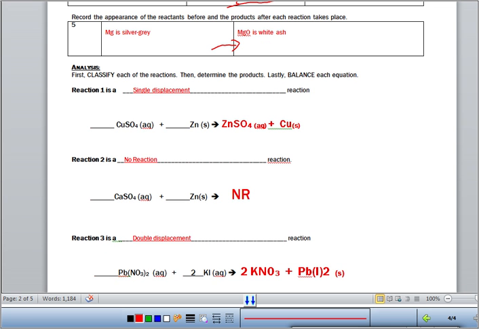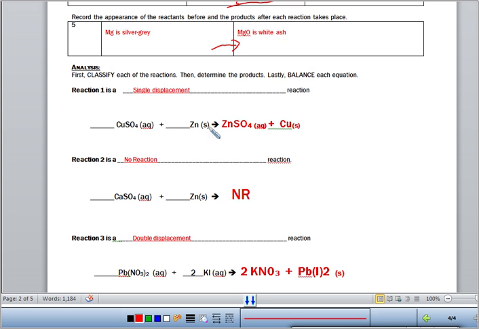All right, so now here you should be at the stage where you have no problem balancing these equations. You got to be careful with these states. You got to write the states down, particularly if it's a double displacement reaction. It's critical. It's wrong if you don't write down whether it's solid or aqueous. Okay. So here in reaction 1, we had a single displacement reaction with copper 2 sulfate in aqueous solution, and we're going to add solid zinc to it.